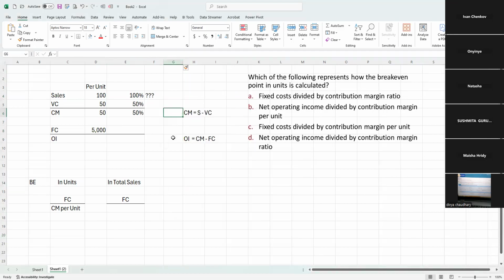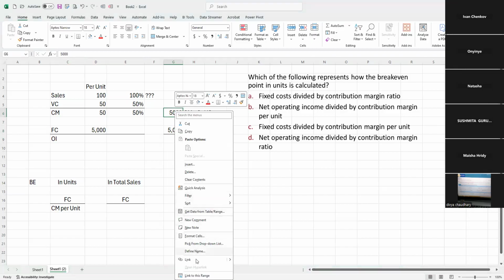When my contribution margin equals the fixed cost, 5,000. Contribution margin equals fixed cost will be break even, right? That's the only way I can get 0. Otherwise, I'm not going to get 0. This one minus that one has to give me 0. Make sense?